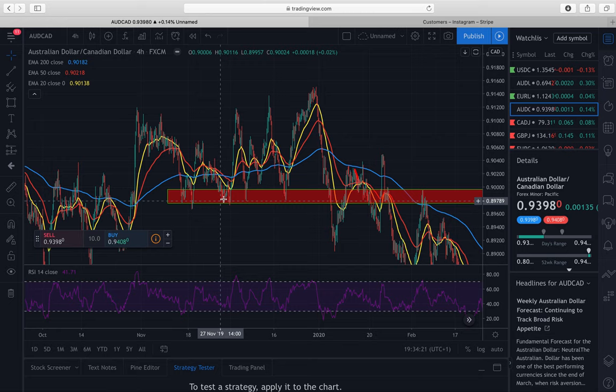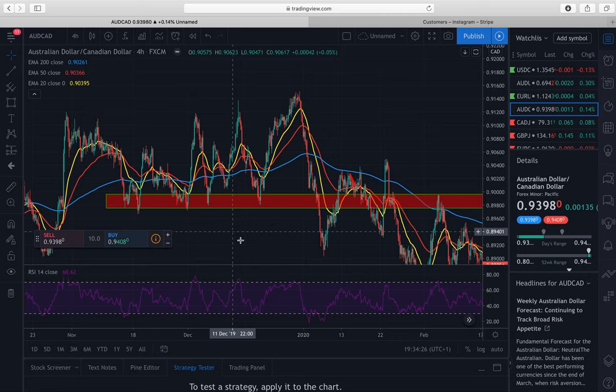So again, after 3 tests into the region and it's rejected it, you could quite comfortably start buying from this region. Now, obviously, there's a lot more that goes into a trade other than buying when it's here and selling when it's there, but we'll get into that in the next series of videos.